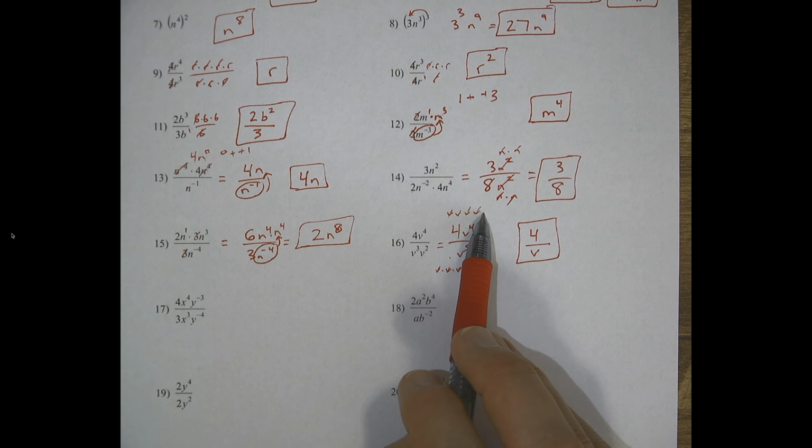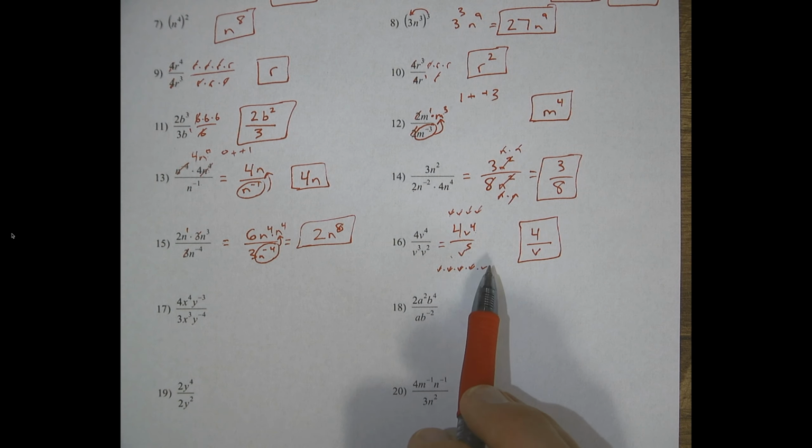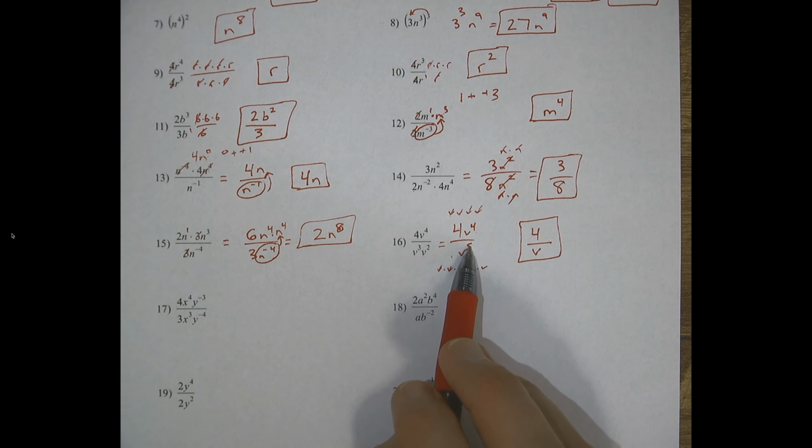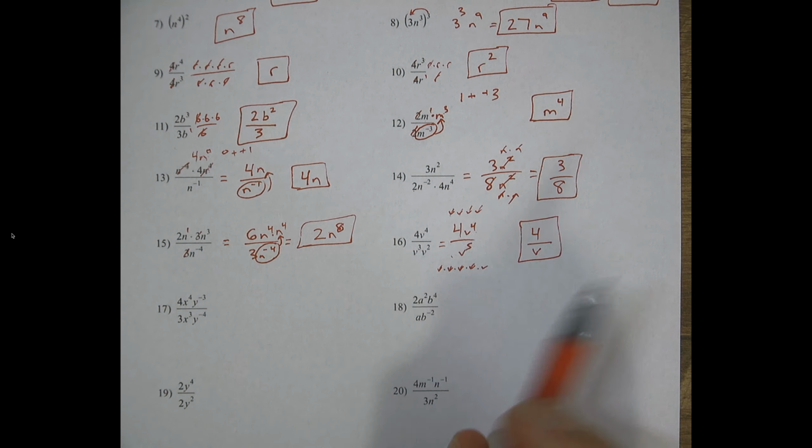So you cancel these 4 on the top with 4 on the bottom. Where is your leftover v? It's not on the top, it's on the bottom. Leave it there. Okay, if these were switched and you started with 5 up top and 4 on the bottom, then your leftover would be on the top.